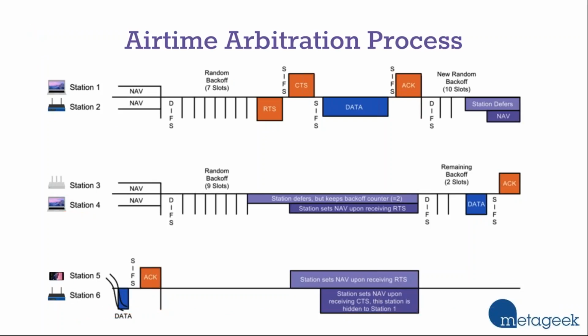So now we're going to take a look at how devices decide who gets to talk next. How is it that all these devices share the same channel and take turns talking so efficiently? So we're going to start down here with station 6.